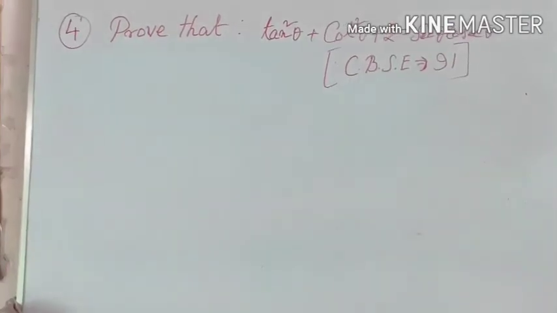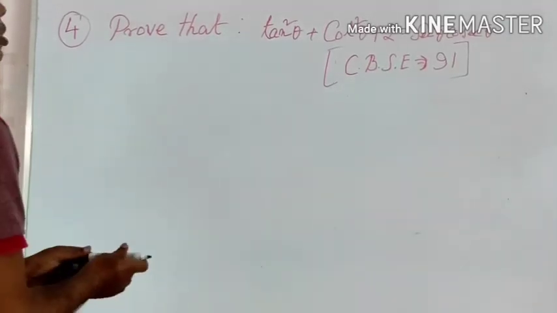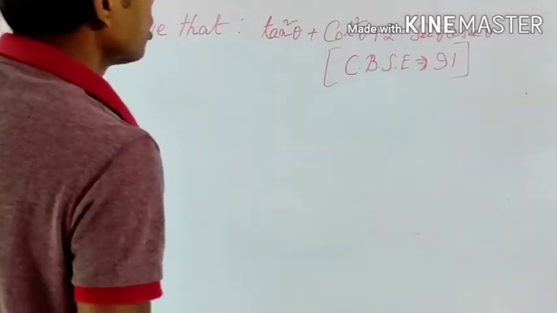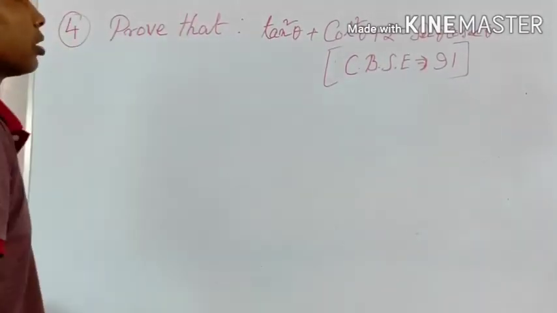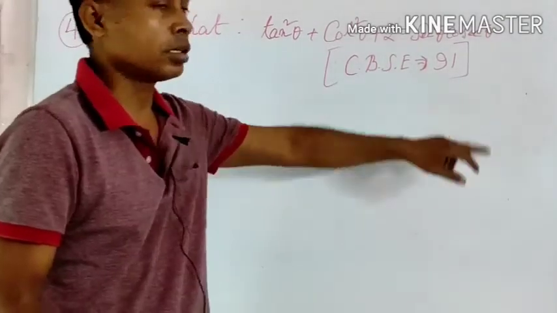CBSE class 10, question number 4. Prove that tan square theta plus cot square theta plus 2 is equal to sec square theta into cosec square theta. This question came from CBSE in the year 1991.